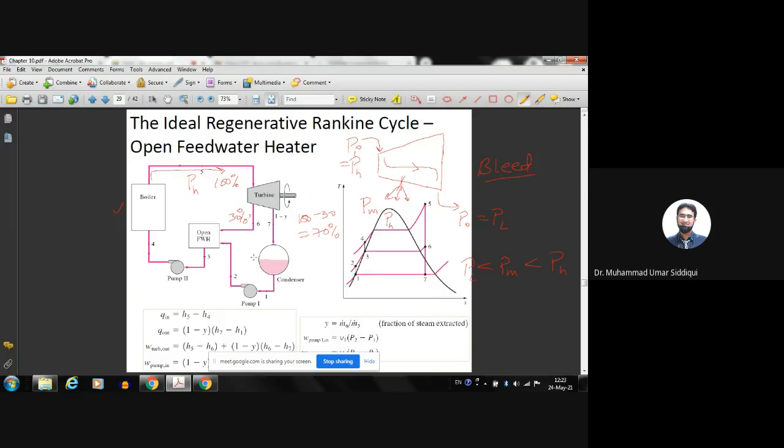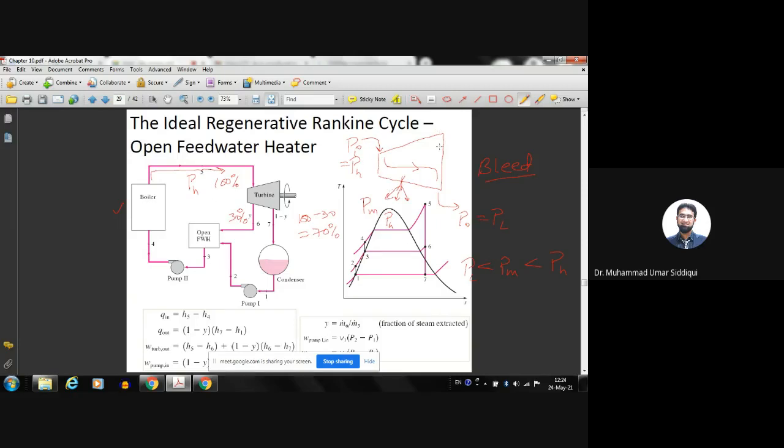Okay. The very first question which arises in mind is, what is the advantage of this? How are we going to increase the efficiency of the cycle by using the ideal regenerative Rankine cycle? I will answer this question by the end of my explanation. Okay. So let's first look at how this kind of a cycle works. So basically from the boiler, we have superheated steam going into the turbine. And let's say that this superheated steam is at a high pressure.